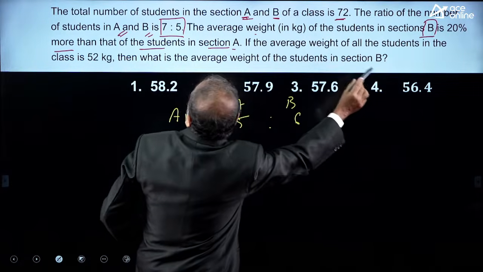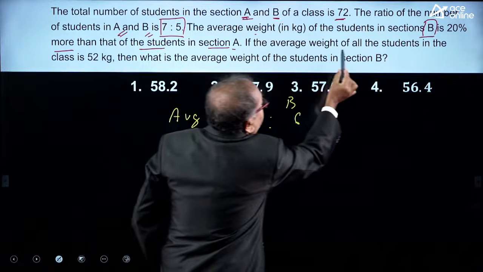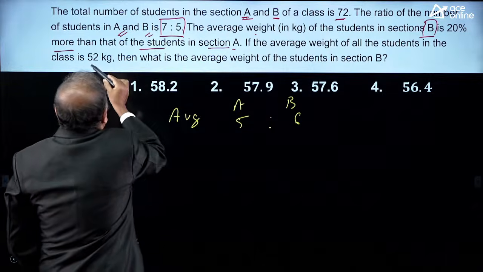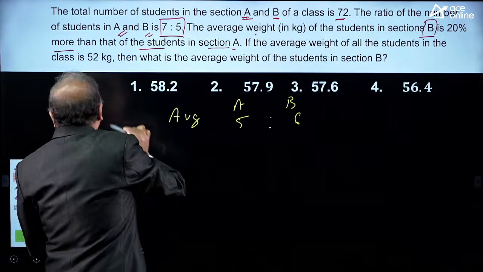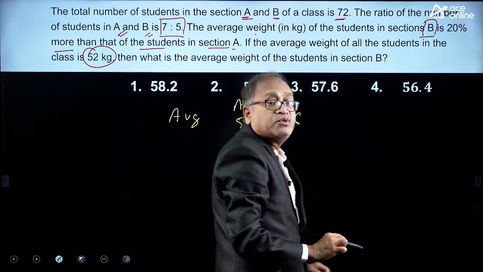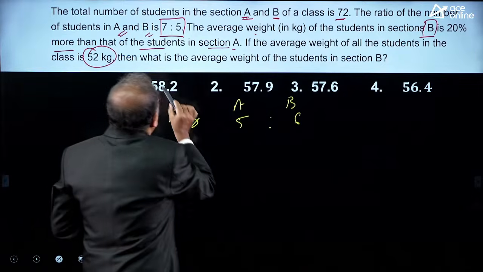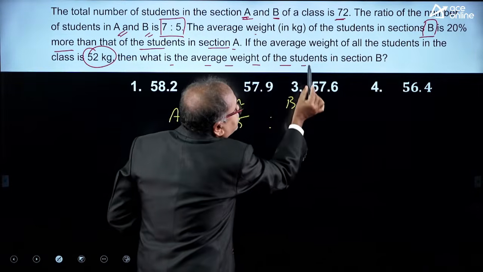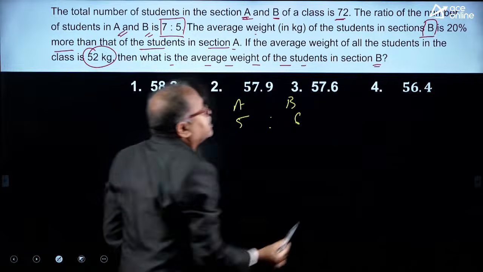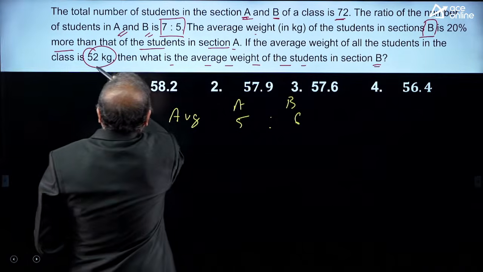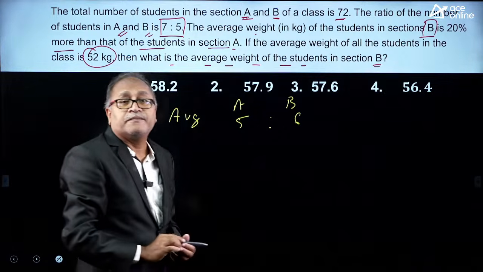The next one says that if the average weight of all the students in the class is 52, then what is the average weight of the students in class B? The overall average is 52, given to us.